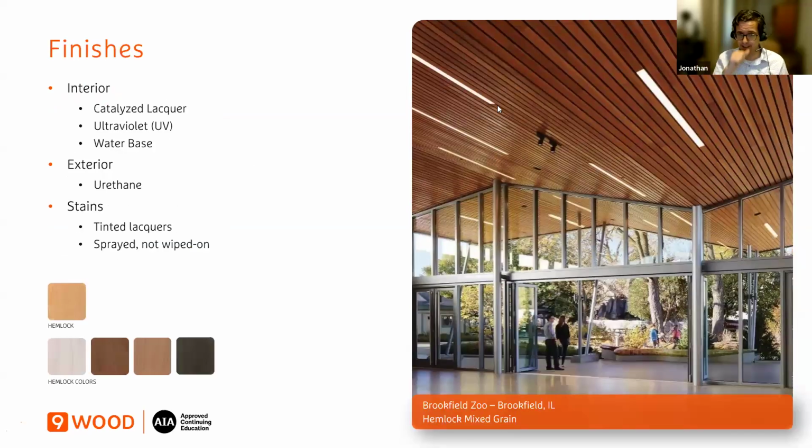Finishes. I'm not going to go in depth into finishes, but in interiors, there are three basic options manufacturers provide. There's a catalyzed lacquer, which has been around for decades, and ultraviolet coatings, which isn't talking about resistance to UV. It's actually talking about how they're dried, or the technical term is cured. The coating is hit with UV light and it instantly dries.